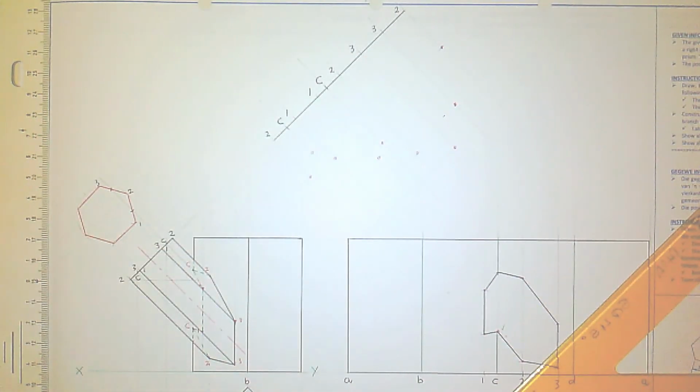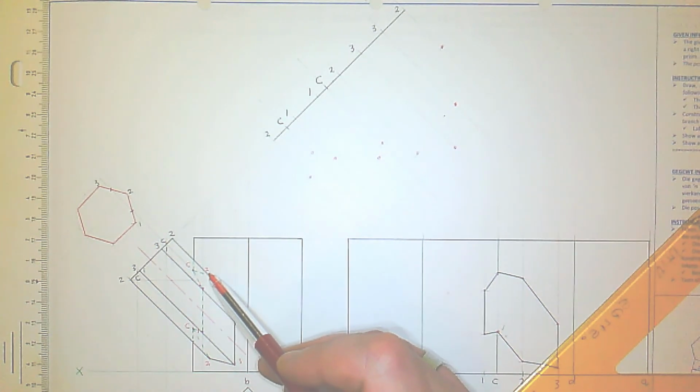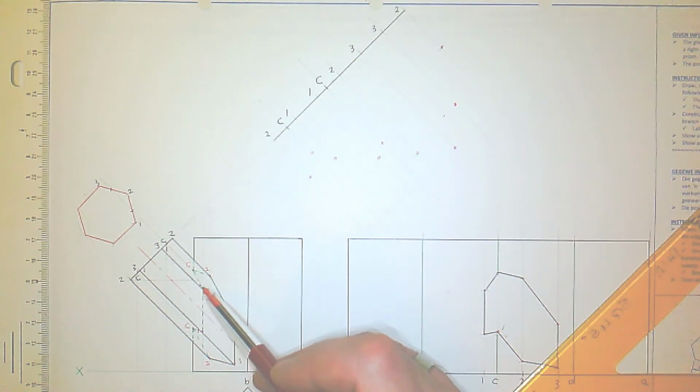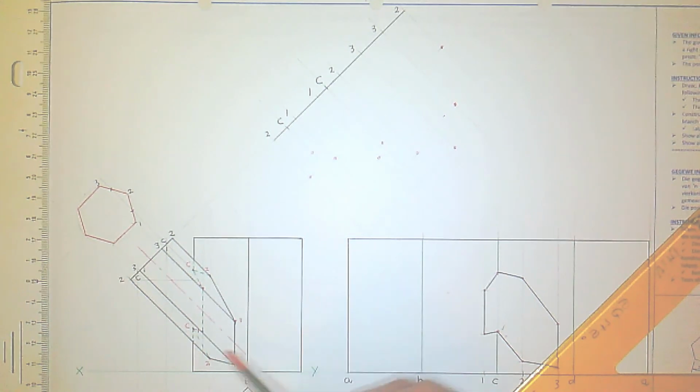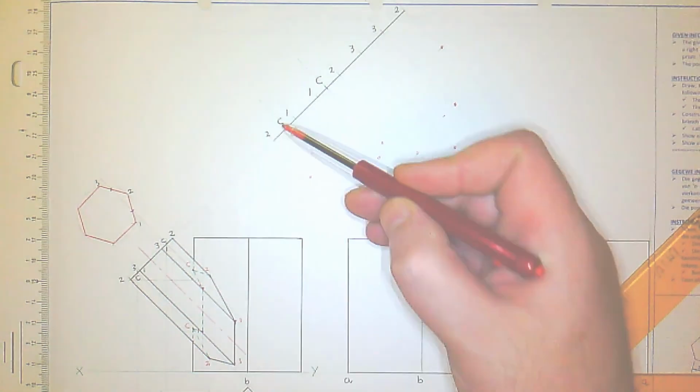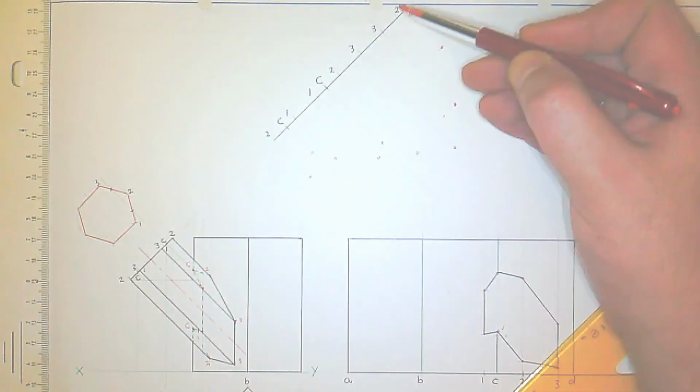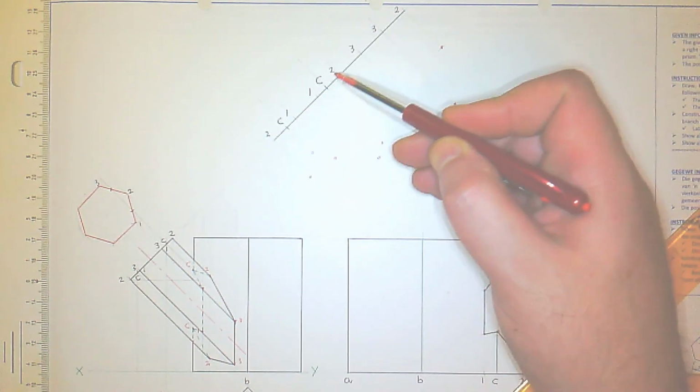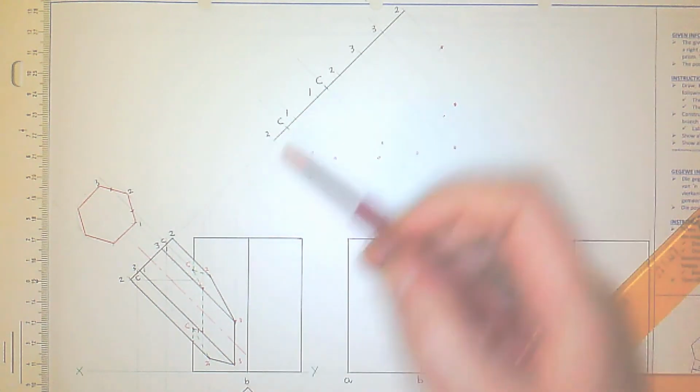Alright, and there you can see I've plotted the points. So I started on 2, so in the front view I just went from 2 to C to 1, 1, C, 2, 3, 3, back to 2, and I just kept plotting on the same numbering points. So 2, C, 1, 1, C, 2, 3, 3, back to 2. And I just took them across.